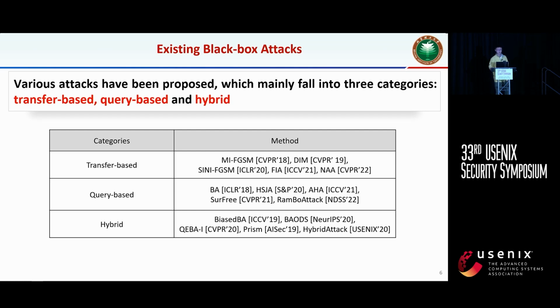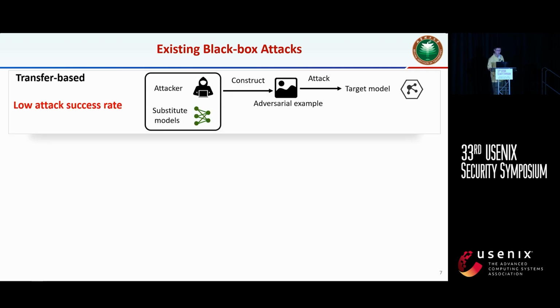The existing decision-based adversarial attacks mainly fall into three categories: the transfer-based, the query-based, and also the hybrid ones. Transfer-based attacks utilize white box attacks against a substitute model to craft adversarial perturbations. However, practical scenarios often introduce bias between the target model and the substitute model, which can usually result in a failure to deceive the target model, so the attack success rate is low.